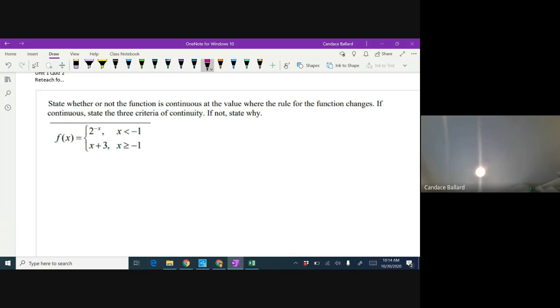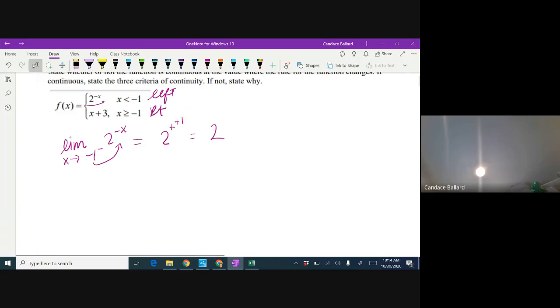So what we're going to do is the right and the left-hand limit here. The less than is always left, and greater than is always right. I'm going to write out my limit notation. I need to see this. So the limit as x approaches -1 from the left of the function, 2 to the negative x. I'm going to plug my -1 in. So I've got 2 to the -(-1), a double negative goes positive. My answer is 2.